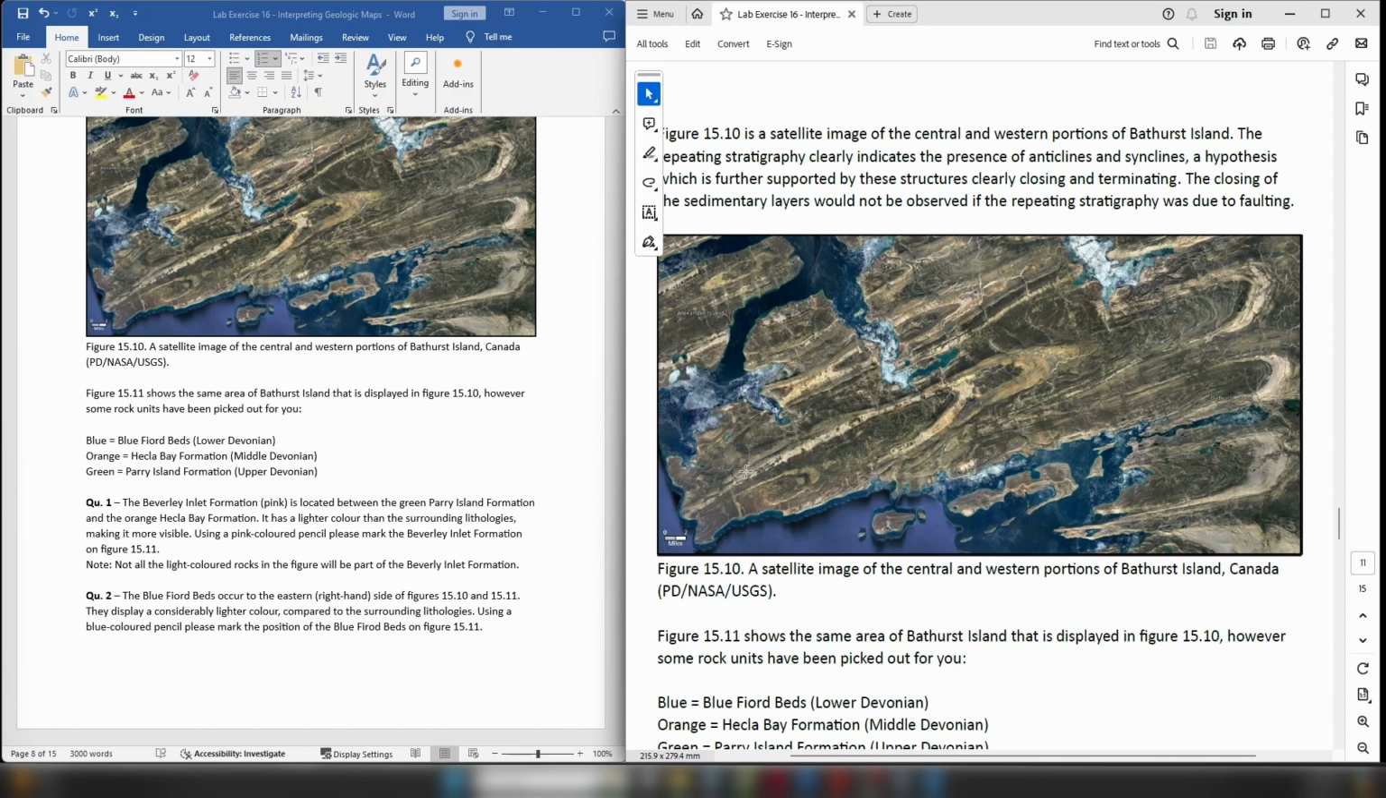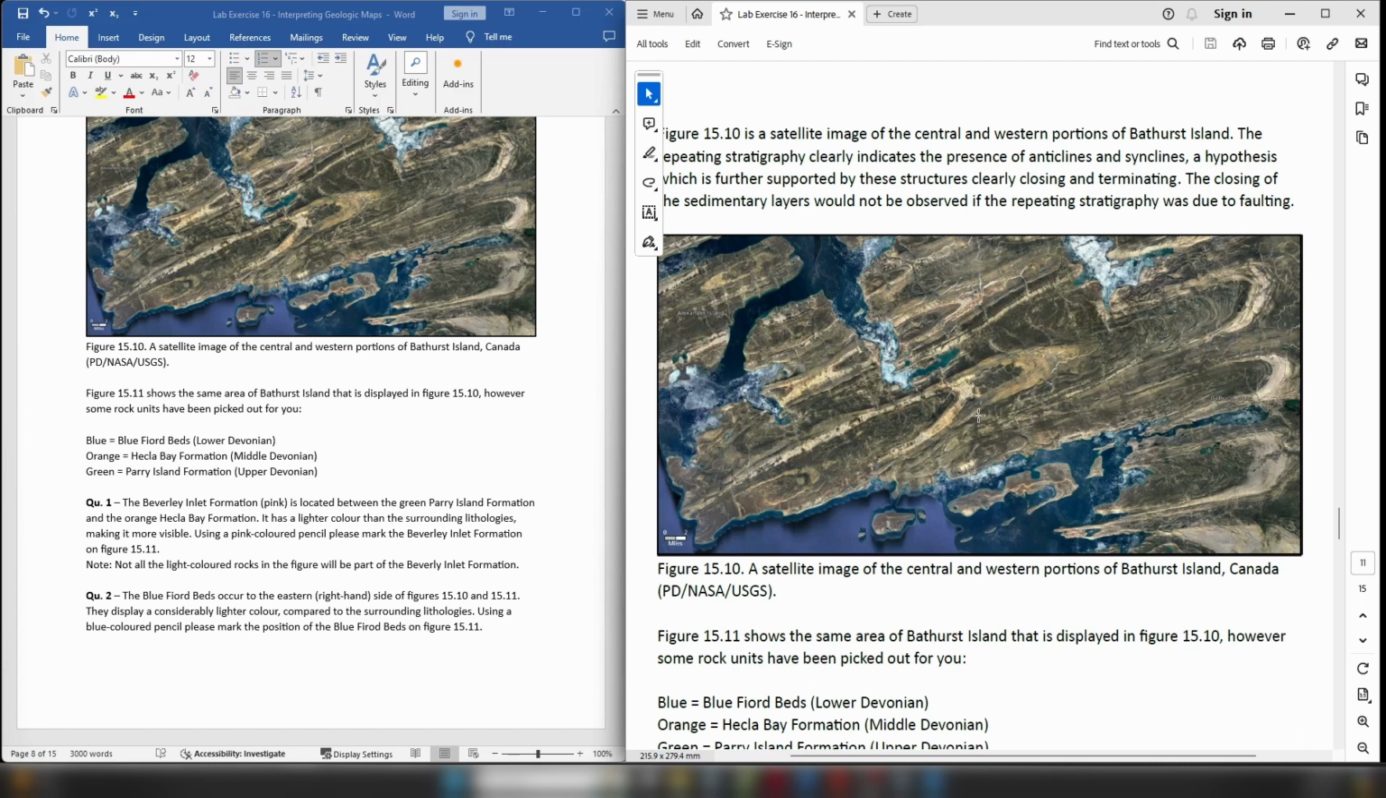So for instance, we can quite clearly see that we have this line of lighter colored rock coming around here, and so that's quite easy to pick out based on the color, but you can also see that it does appear to be forming quite an obvious topographic high, which would suggest it's more resistant to erosion when compared to this layer of rock here.